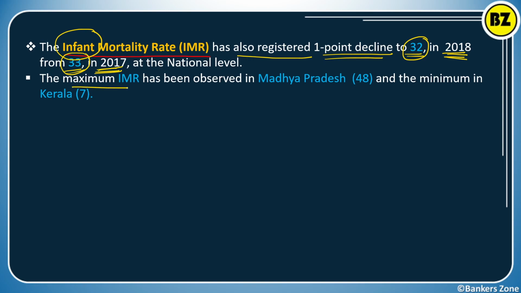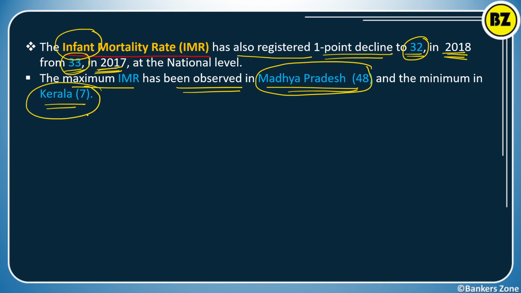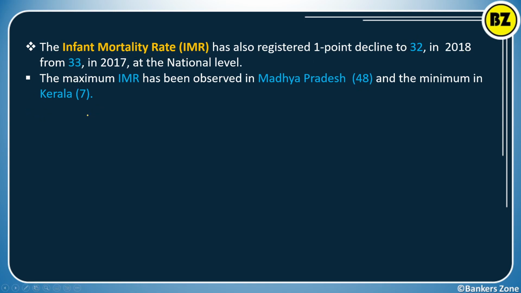Okay, the maximum IMR has been observed in Madhya Pradesh. So where is the infant mortality rate highest? In MP it is highest, 48 per 1000 infants, and again the minimum is in Kerala, 7 per 1000 infants. Okay, so you can remember those.